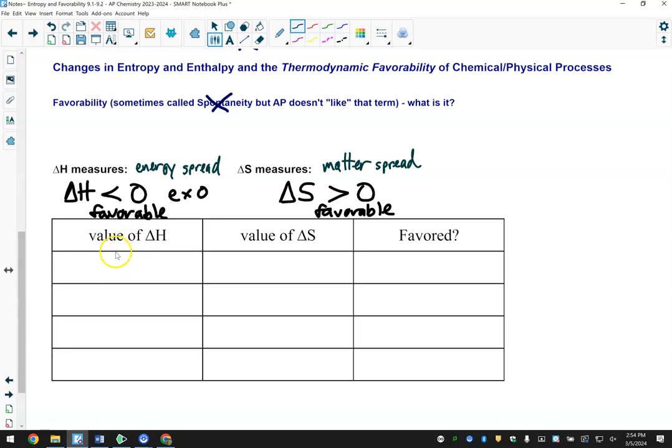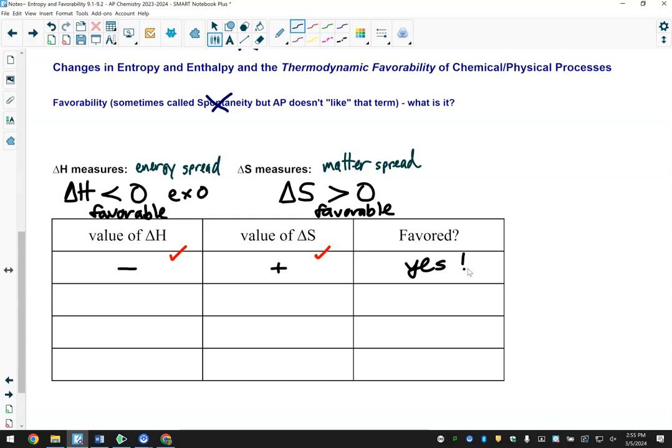So let's think about it. If the value of delta H is negative, that means less than 0, and the value of entropy is positive, well, that's two favorable changes, yes? This is favorable, and this is a favorable change. This reaction, my friends, would be thermodynamically favored because both changes happen. So what would happen in a process like this would be that energy would go down and the matter would get more spread out. It's the best of both worlds, right?